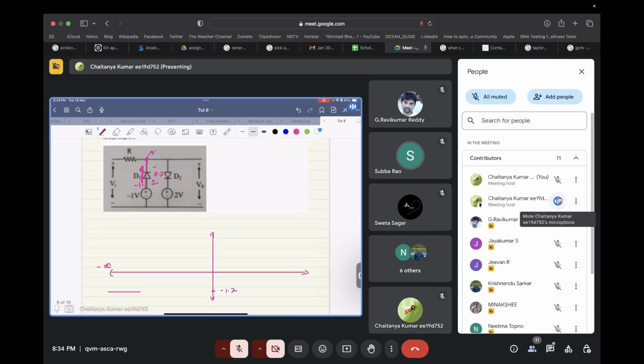Now, the moment my input voltage becomes equal to minus 1.7, after that my diode D1 will stop being forward biased. Sir, I have one doubt here. If a diode is forward biased, the voltage across the diode will be 0.7, right, sir? Correct. Then the voltage across the diode is 0.7 volts plus the negative voltage minus 1. No, the voltage across the diode is 0.7, but you have to see in which direction that 0.7 is, right?